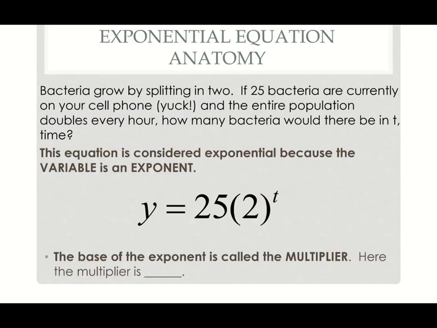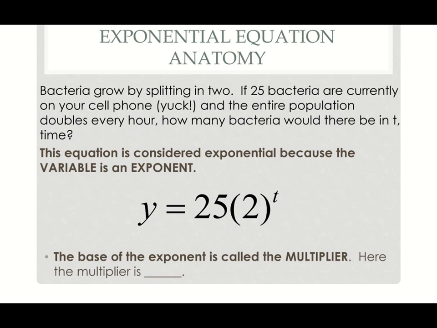An example of an exponential equation is bacteria grow by splitting into 2. If 25 bacteria are currently on your cell phone and the entire population doubles every hour, how many bacteria would there be in T time? So this equation is considered exponential because the variable is an exponent. So that is what is going to determine if something is exponential versus something is quadratic or linear and so forth. So we can see that we have a t as our exponent because we don't know what the time is, so that can constantly be changing.